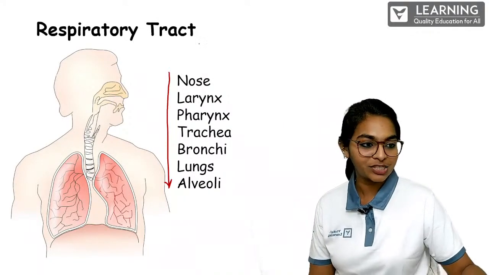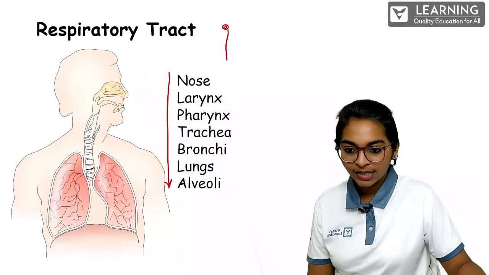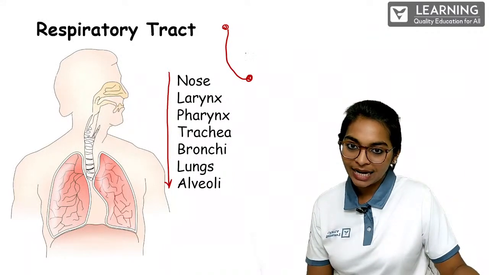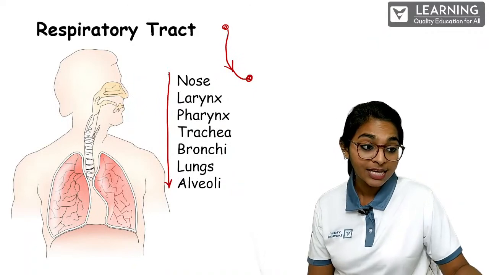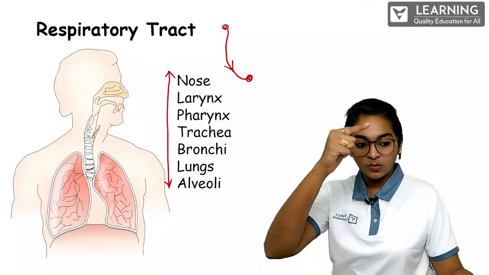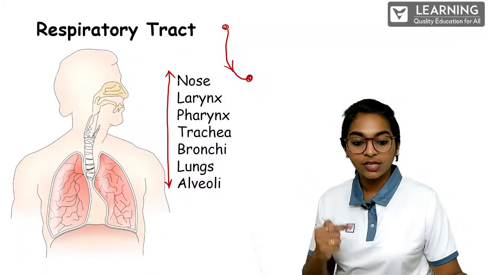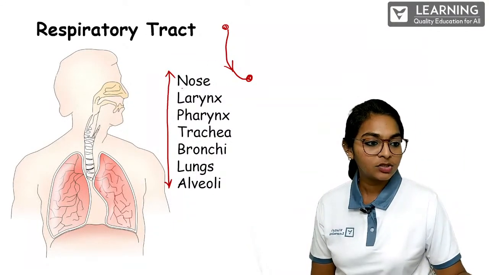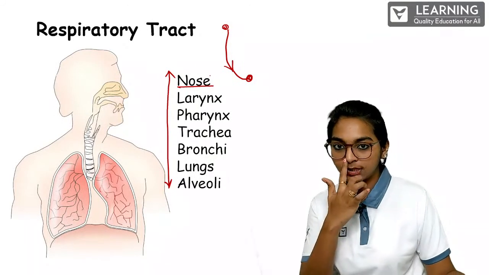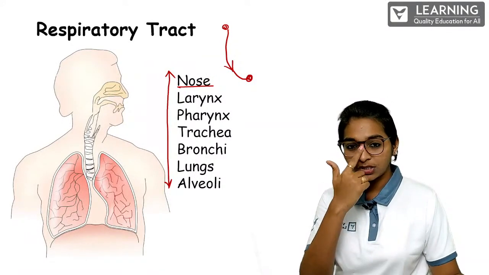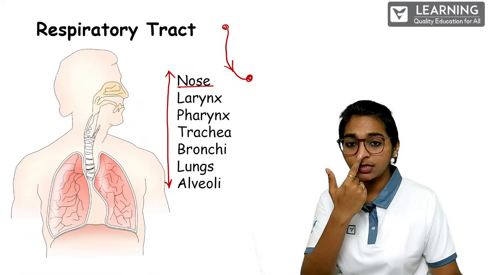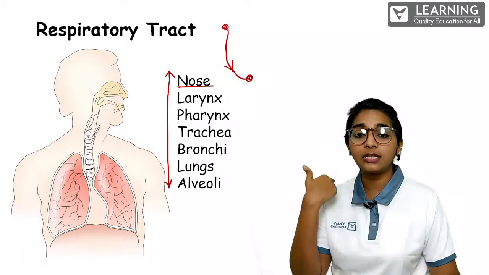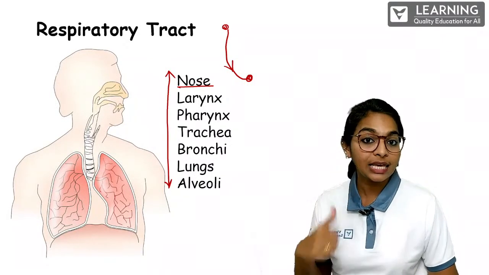See, digestion starts at one point, goes through, and ends at the other point, so it is a one-way process. But respiration is not like that. It's a two-way process. From the nose to the alveoli it goes, and again from the alveoli it goes back to the nose. Is that clear? Yes. So in the nose we have two different nostrils, which help in the inhalation or breathing process. They help in breathing in air.